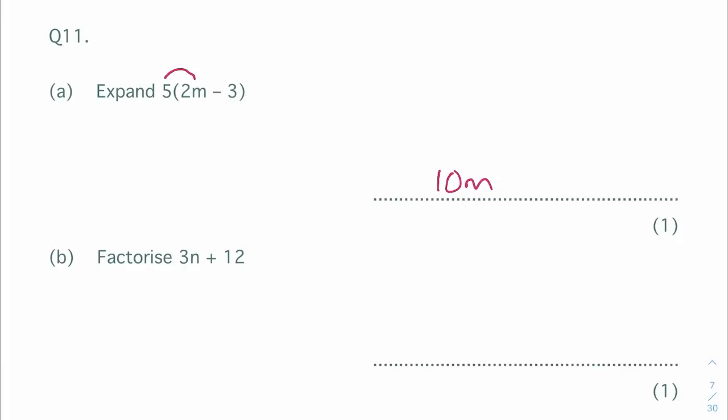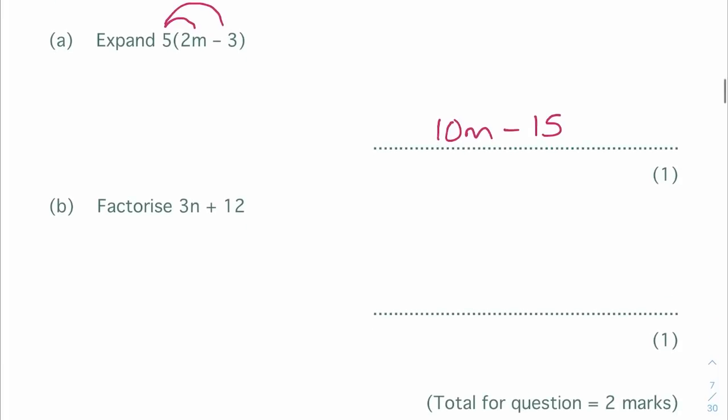And then we've got 5 multiplied by the -3, so that's going to be -15. Remember, when you're multiplying by the negative there, just think 5 times 3, which is 15, and then just keep the symbol the same. So 10m minus 15.